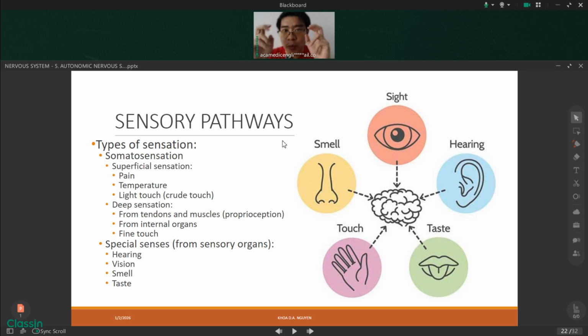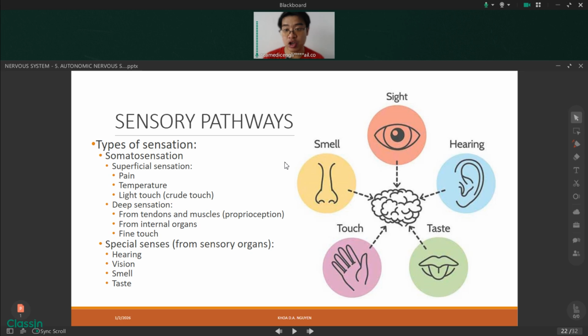So you have superficial sensation and deep sensation. Superficial sensations are going to be pain, temperature, and what is known as crude touch. Crude touch is light touch. So essentially, if somebody uses a feather to tickle your skin, that's crude touch, that's light touch. So pain, temperature, and light touch or crude touch are going to be superficial sensation.